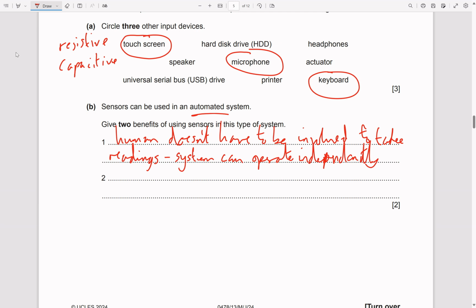Right, but then let's say another benefit. I guess you can say it's going to be more accurate than human readings. Readings can also be taken at shorter intervals than human readings, because a sensor could take a reading every millisecond, every microsecond, whereas a human is not going to be able to do that. So let's say it can take more accurate readings than humans.